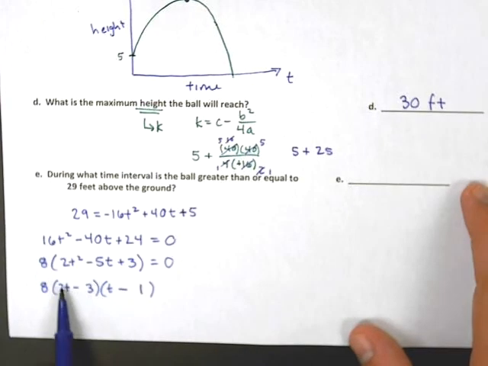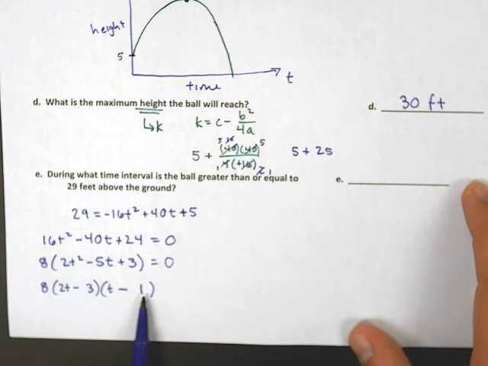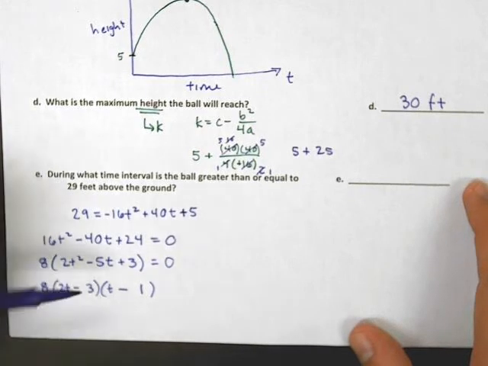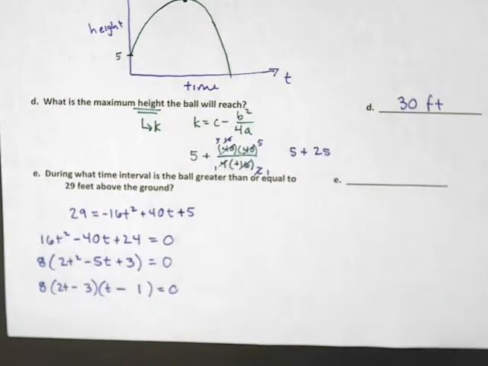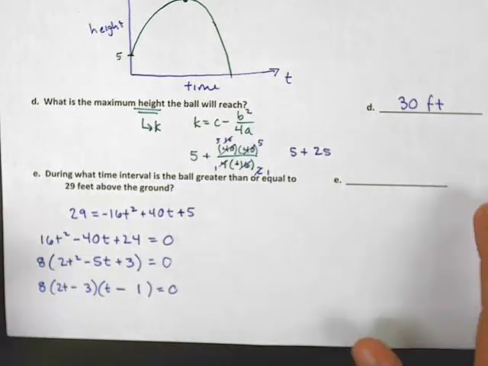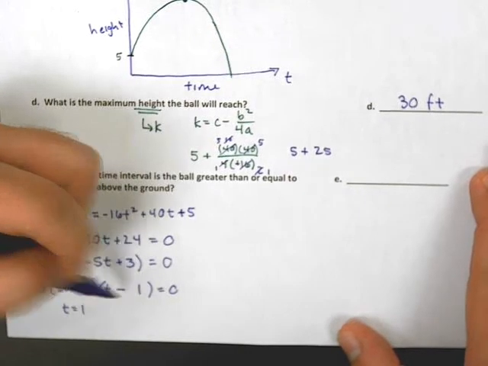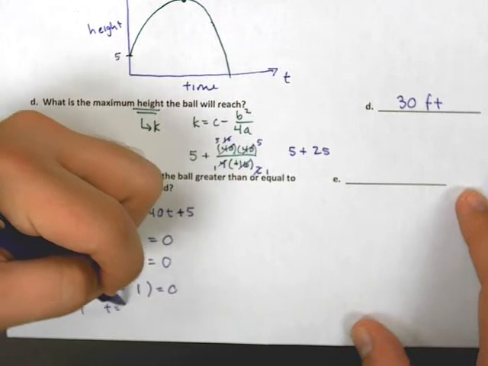Remember, when you do outsides and insides, it has to add up to the b. So when I do 2 times negative 1, I get negative 2. When I do negative 3 times t, I get negative 3. Negative 2 and negative 3 combine to negative 5t. So we are good. Last thing, we need to get these actual times. Well, t is going to equal 1. Very nice from that one. And then this one's actually going to be pretty nice too. It's 3/2, or 1.5.